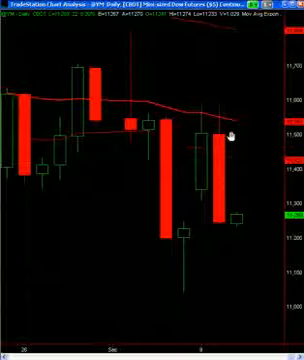It won't always be the day after the pin bar. It can be as much as 10 days, as long as that pin bar high has not been breached, or the pin bar low hasn't been breached, depending on the way you're trading.